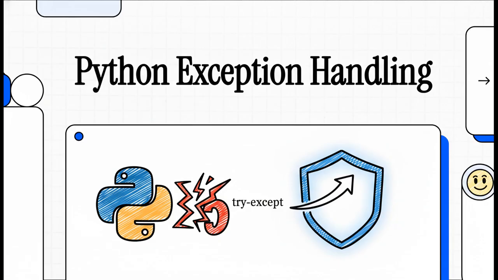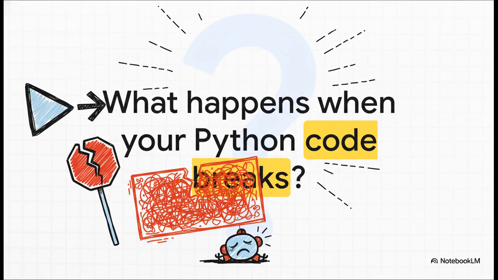Let's dive in and turn you from a victim of errors into a master of your code with Python exception handling. So let's start with a question we all know the answer to, unfortunately. You've written your script, you hit run, and nothing. Everything just grinds to a halt. You're just staring at a wall of angry red text, and your program is completely dead in the water. It's so frustrating, right? But what's really happening under the hood? Well, your program has just hit a problem it has no idea how to solve.